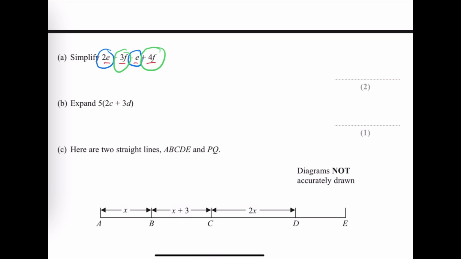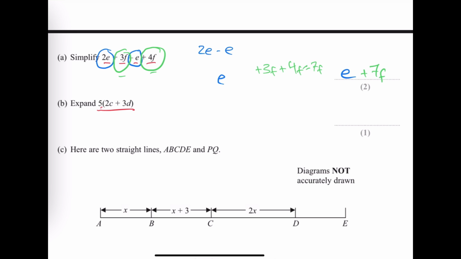So if we do 2e minus e, we know that's just e, so let's put that here. And then now we have to do the f, so it's plus 3f plus 4f, that is 7f. So it's plus 7f.